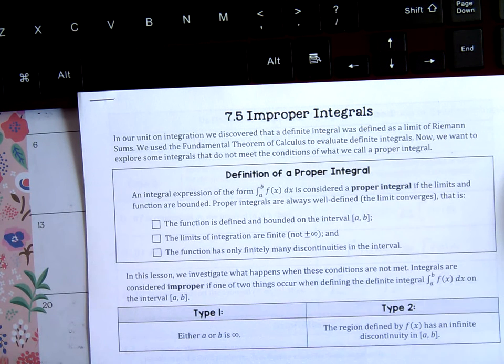Here goes. Section 7.5, improper integrals. For our unit on integration, we discovered that the definite integral was defined as a limit of Riemann sums. Riemann sums, do you remember them? The LRAMs, RRAMs, MRAMs, that's Riemann sums.